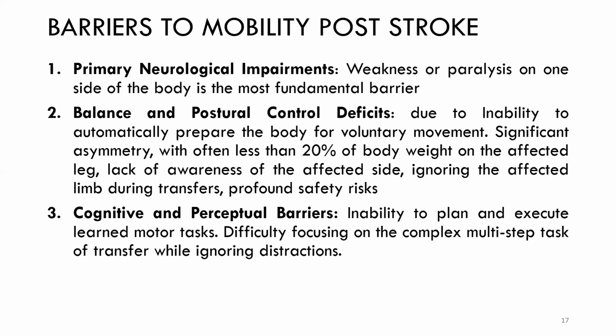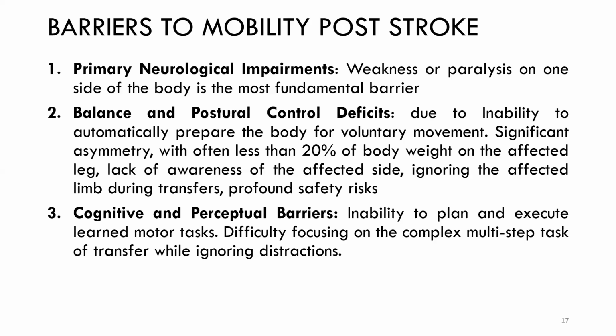We have barriers due to perception and cognition. The individual cannot execute simple tasks, maybe a simple mathematical calculation. If you tell the individual 2 + 2, they will tell you, okay, 100, or they will respond by saying 1,000. They cannot perform executive functions, and they cannot make decisions. They will have problems with attention, especially when there is multitasking involved in transfer, while ignoring distractions.